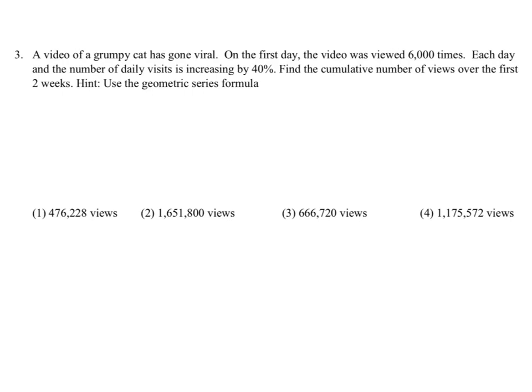The next question says, a video of a grumpy cat has gone viral. On the first day, the video was viewed 6,000 times. This is my A1. Each day, the number of visits increased by 40%. Right away, I know this is a geometric process because it's a percent. And because it's increasing, I know my rate is 1 plus 0.4. Think of it as 6,000 is 100% on day 1, but then you're adding 40% to that day 1.